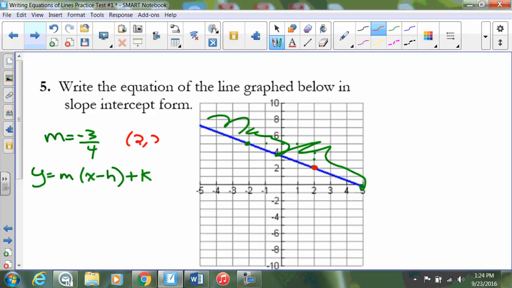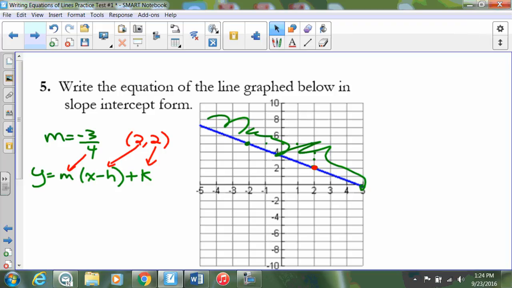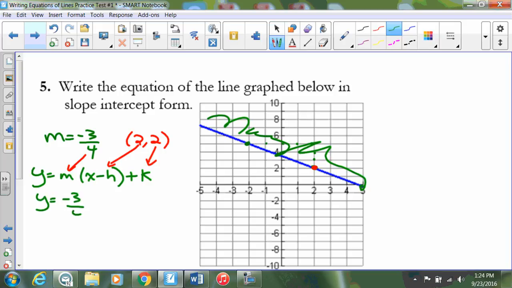All right. So now we're just going to start plugging everybody in and distributing and gathering like terms. So I'll plug everybody in and start distributing.